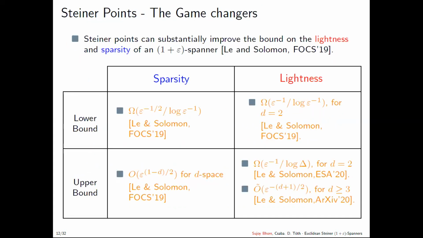In this breakthrough paper, they also observed that the Steiner points behave as a real game changer. They showed that they can substantially improve the bound on lightness as well as sparsity of a 1+ε spanner. The sparsity bound reaches epsilon to the power minus 1 by 2 divided by log epsilon to the power minus 1, and the lightness bound is epsilon to the power minus 1 divided by log epsilon to the power minus 1. However, their construction is for points in the plane, and they also achieved an upper bound for sparsity as well as for lightness. But for lightness, their upper bound for the plane is epsilon to the power minus 1 by log delta, where delta is the spread of the point set.